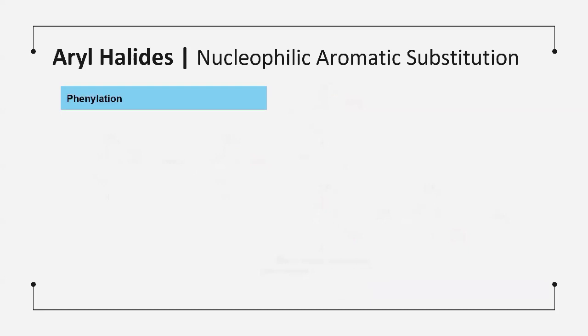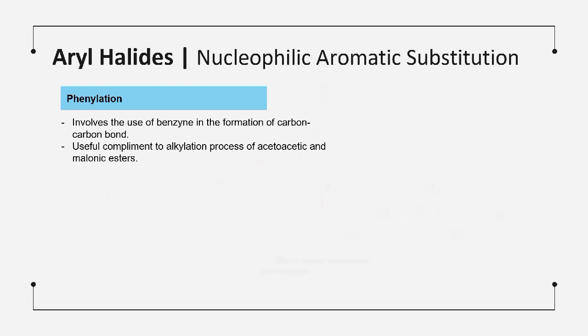Now, moving on sa last reaction for nucleophilic aromatic substitution, which is phenylation. Now, this involves also the use of a benzyne intermediate in the formation of a carbon-carbon bond. So, essentially, yung first half nung second reaction natin ng elimination addition, gagamitin din dito sa phenylation. Now, this is a useful complement to the alkylation process of acetoacetic and malonic esters.